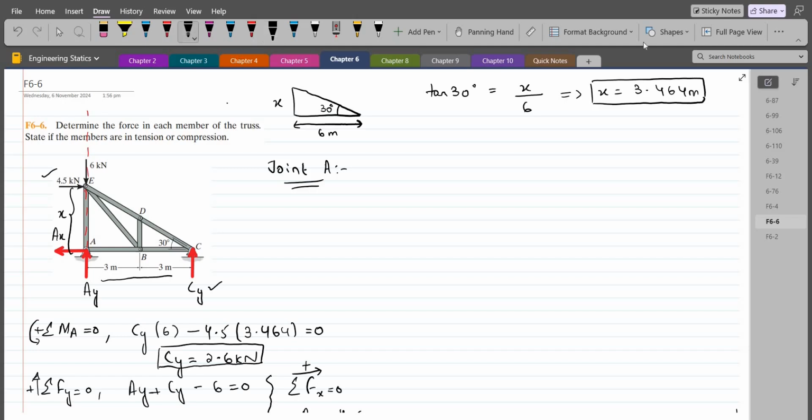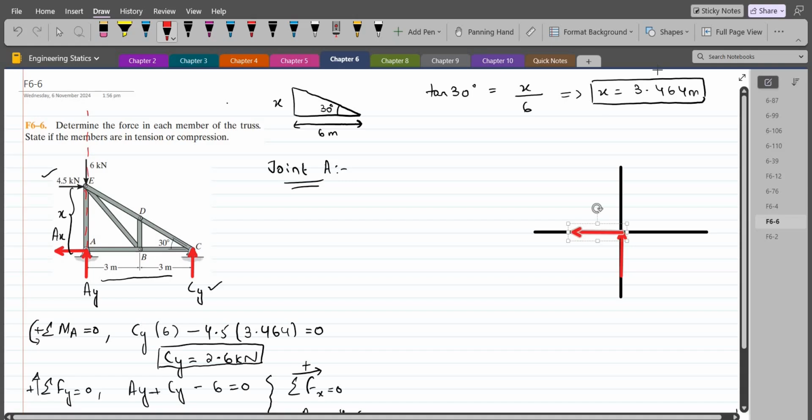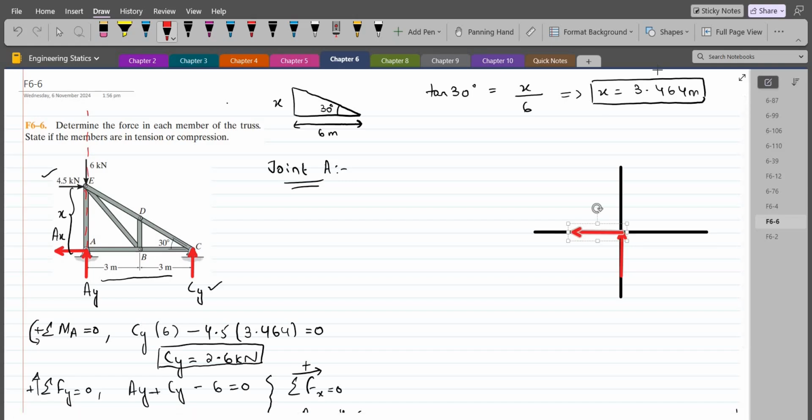the free body diagram of joint A would look something like this. So I have a force AY towards the joint. I have a force AX which is away from the joint. I have a force due to this member AE, and I am assuming it as a compressive force. Also, I have a force due to this member AB, and I am assuming it as a tensile force. Let's label them. So this right here is AY, this is AX, this is FAB, this is FAE.